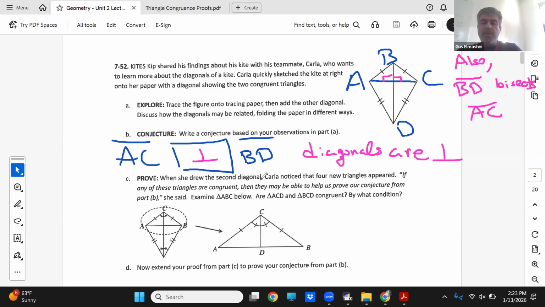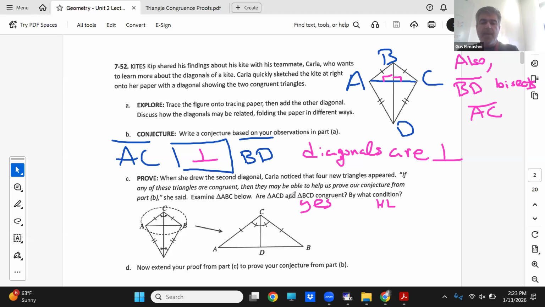So when she drew the second diagonal, Carla noticed that four new triangles appeared. If any of these triangles are congruent, then that may help us prove our conjecture from part B, the perpendicular part. Examine triangle ABC below. Are triangles ACD and BCD congruent? The answer is yes. And it's going to be about hypotenuse. So the answer to your question, Faith, it's going to be about the hypotenuse leg theorem.